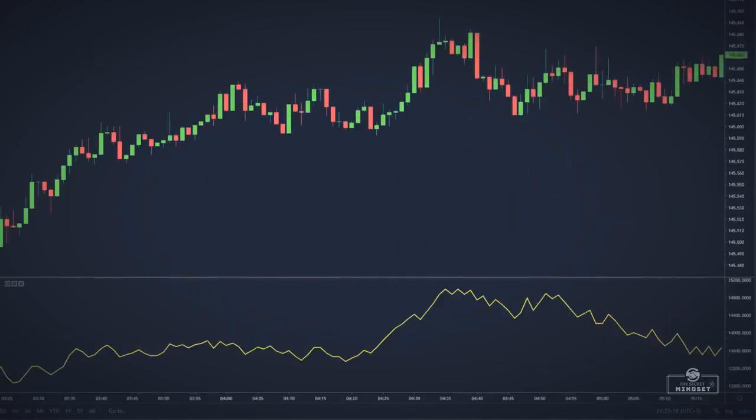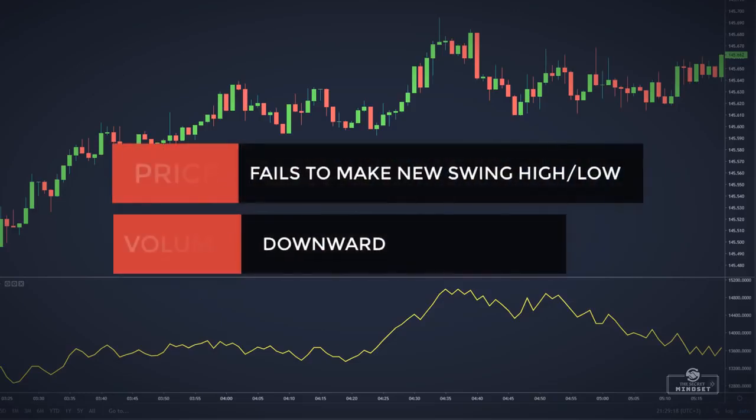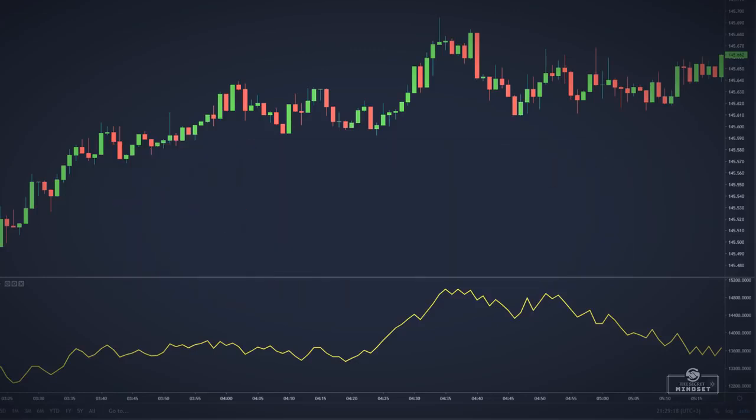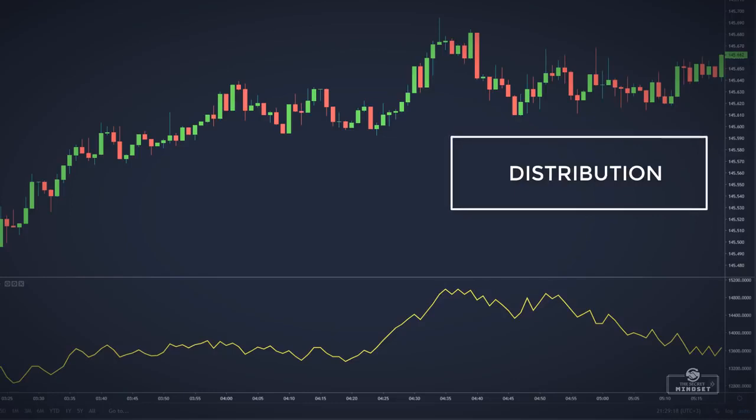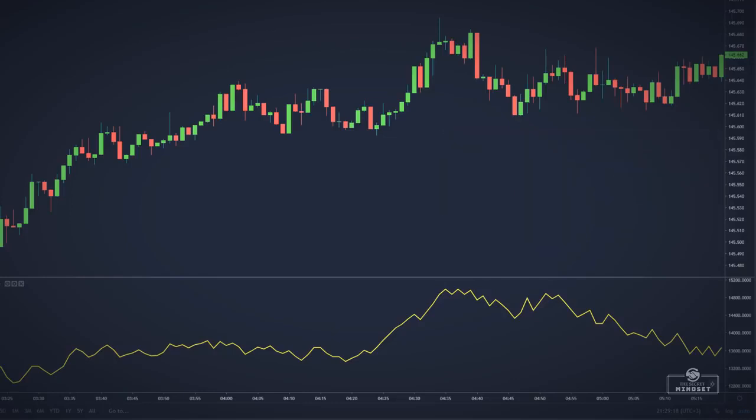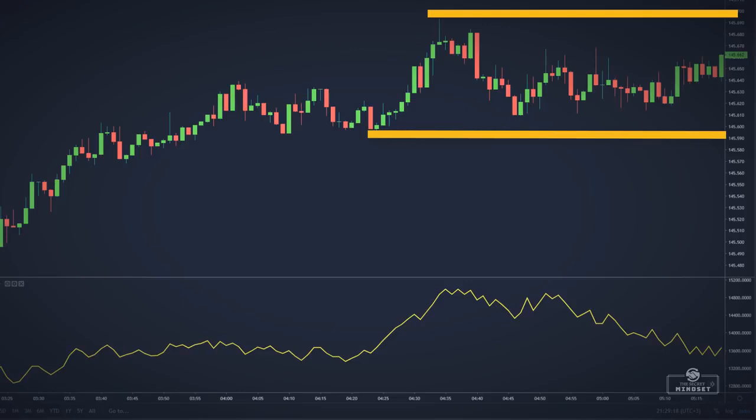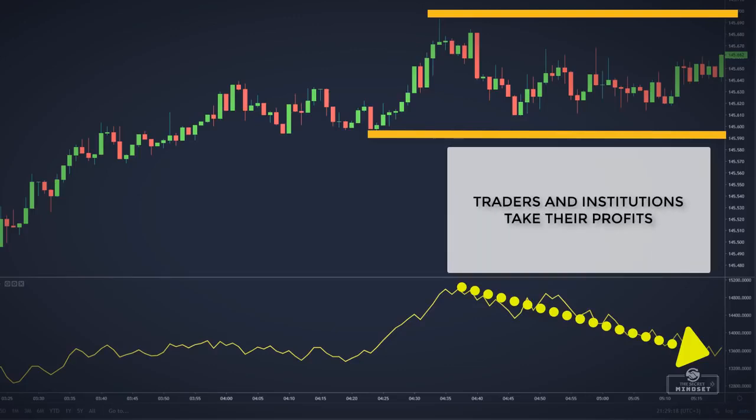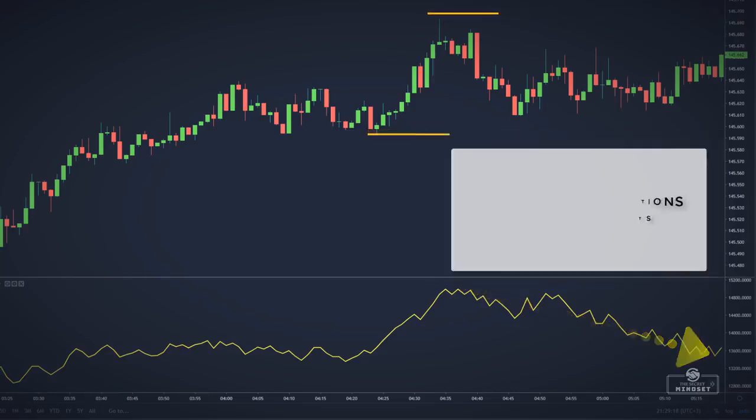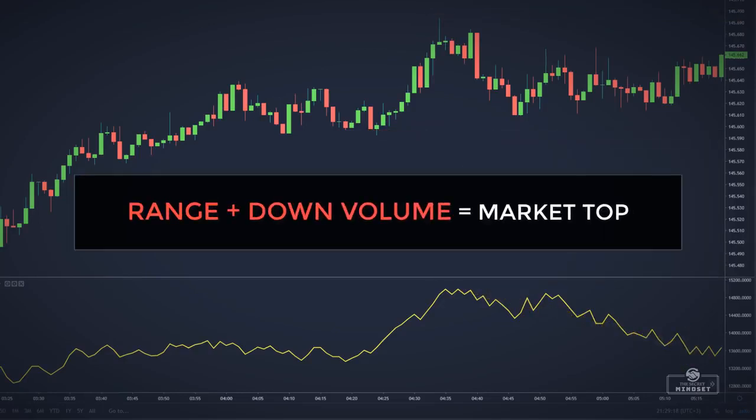When the price fails to make a new swing high or low, and stays contained within the last swing high and low, and the OBV is decreasing, this could translate into a period of distribution. This phase is characterized by some periods of volatility, but primarily is a period of consolidation. The control of the market begins to shift from buyers to the sellers as traders and institutions begin to take their profits. You'll see this kind of price action and volume during a market top.